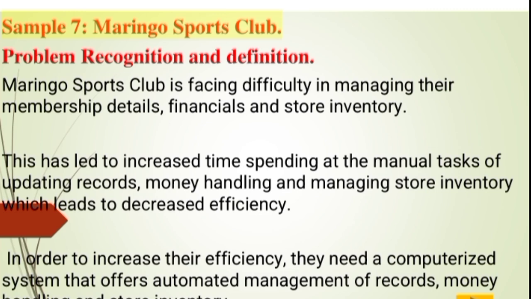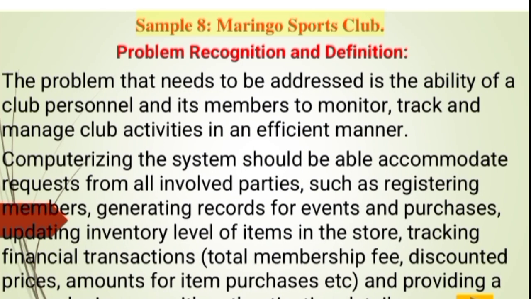Sample 7. Maringo Sports Club. Problem recognition and definition. Maringo Sports Club is facing difficulty in managing their membership details, financials and store inventory. This has led to increased time spending at the manual tasks of updating records, money handling and managing store inventory, which leads to decreased efficiency. In order to increase their efficiency, they need a computerized system that offers automated management of records, money handling and store inventory.